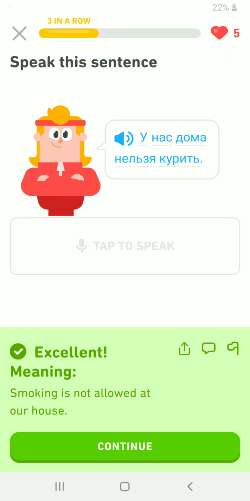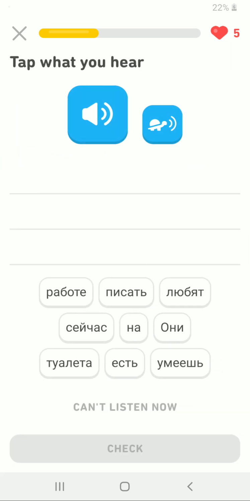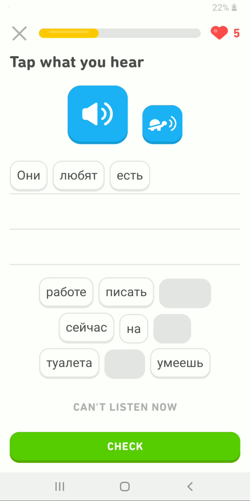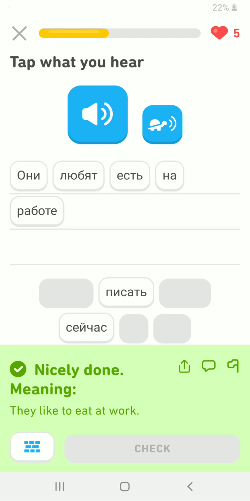Smoking is not allowed at our home. Они любят есть на работе. Любят, well, it's written любят, but it's pronounced more subtly. Они любят есть на работе. So they like to eat, I guess. They love to eat at work. They like to eat at work.